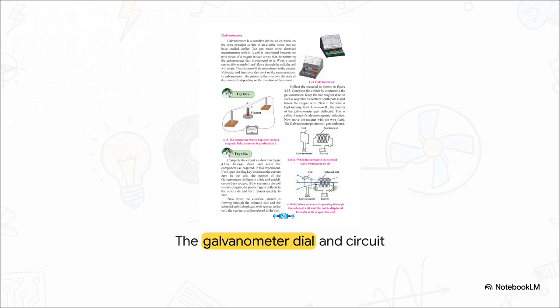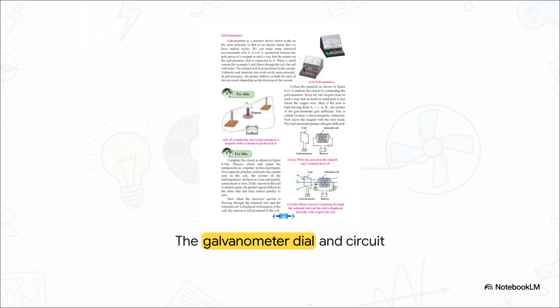This is crucial because when even a tiny current, we're talking just 1 milliampere, flows through it, the pointer deflects. And because it can swing either left or right from that center zero, it doesn't just tell us, hey, there's a current. It actually shows us exactly which direction that current is moving.